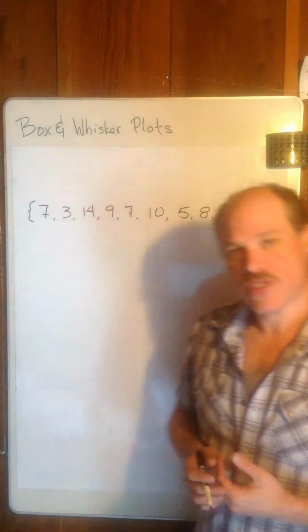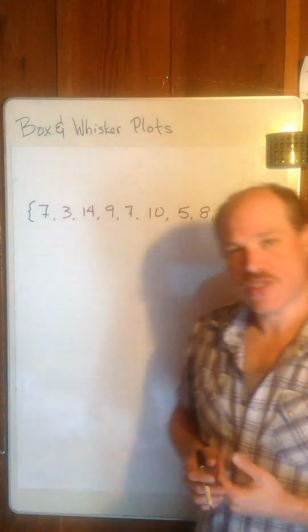Now I'm going to verify that and make sure that I have the same number of data values on both sides. I have 1, 2, 3, 4. And I have 1, 2, 3, 4. Okay, this is balanced. This is definitely my median. 8 is my median.